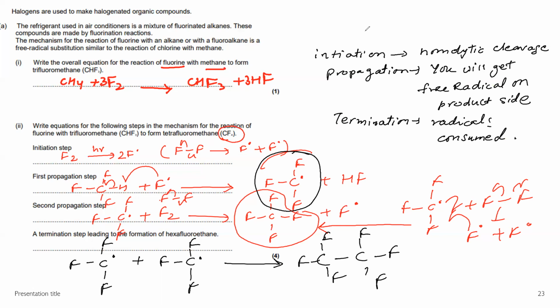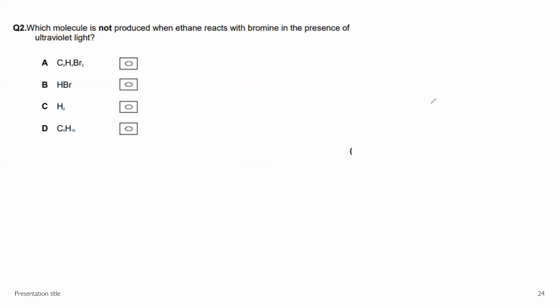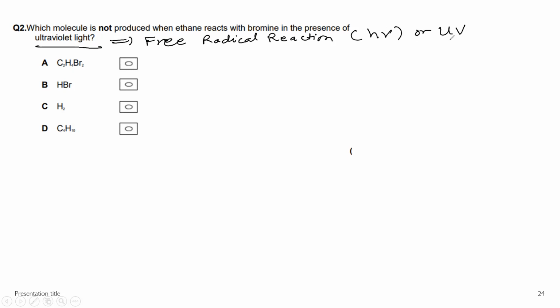Okay, now let us move to the second question. Which molecule is not produced when ethane reacts with bromine in presence of ultraviolet light? Now, first thing you need to pay attention to is they are talking about ultraviolet radiation. So ultraviolet radiation means it is a free radical reaction, because in the presence of light, which is represented as h nu or UV, the free radical reactions take place.